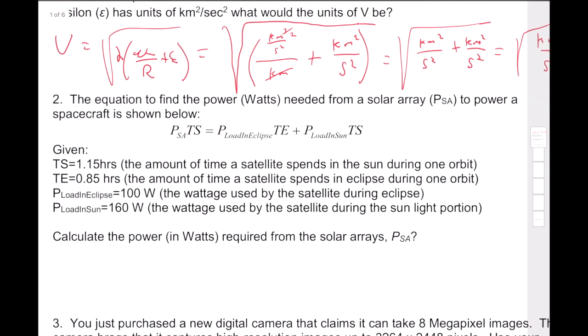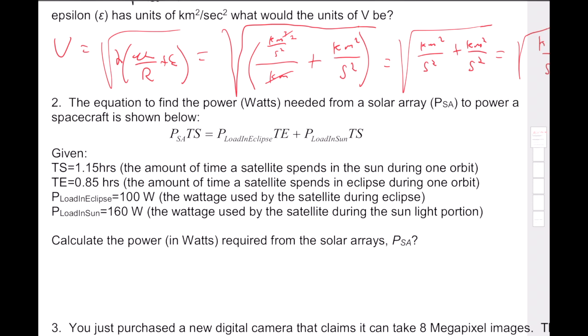Okay, number 2. They give you an equation. It says the equation to find the power in watts needed from a solar array to power a spacecraft is shown here. This is true. We're going to spend a whole lesson on these concepts much later in the course. Right now, though, you don't actually need to know a darn thing about solar panels to solve this problem.